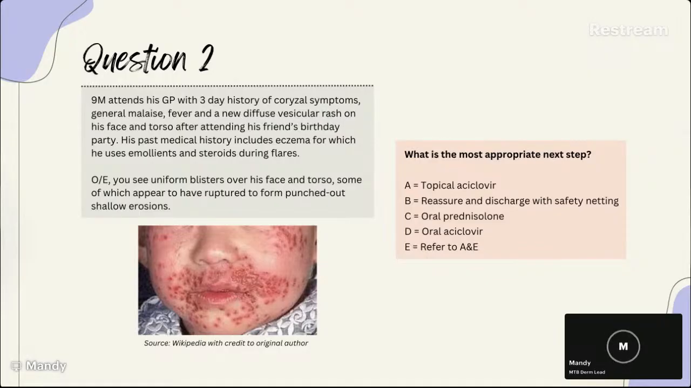Okay, I'll move on to the answer for this one, which is E, refer to A&E. Before I move on to what these questions have in common, does anybody have any idea what the common factor might be between what was seen in question 1 and question 2? Please feel free to put it in the chat because I'm having a look right now.